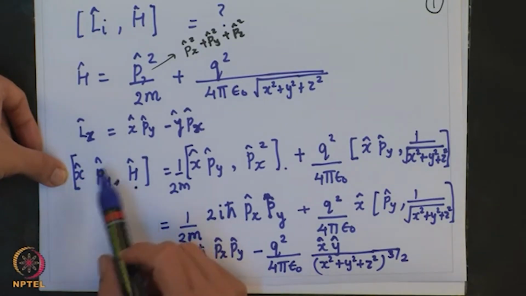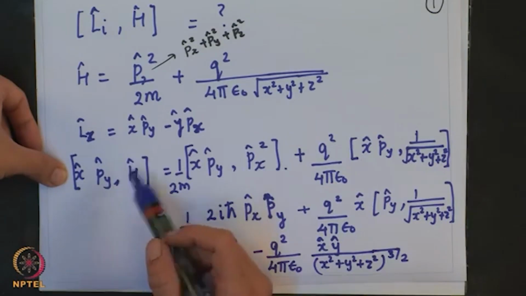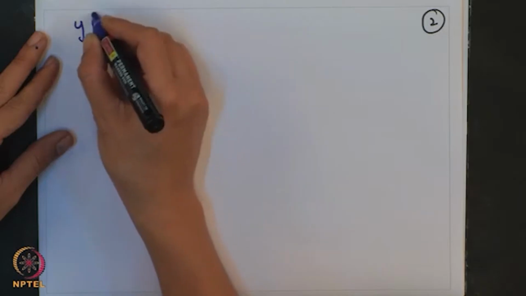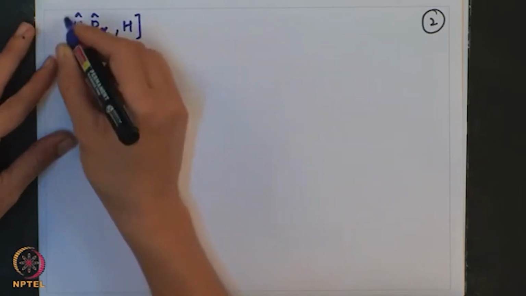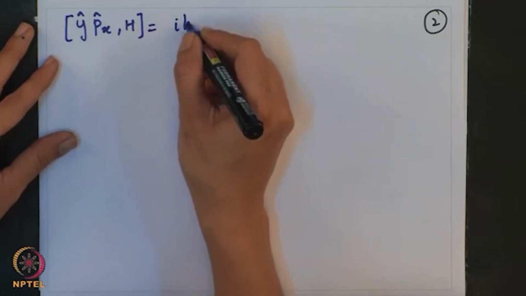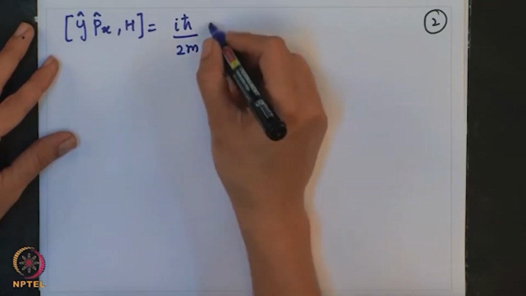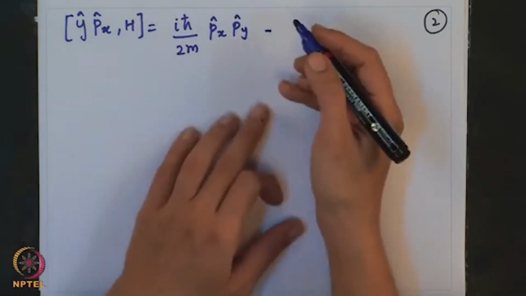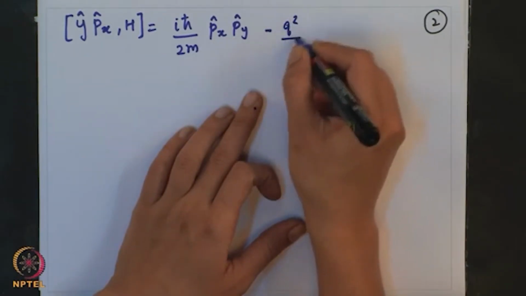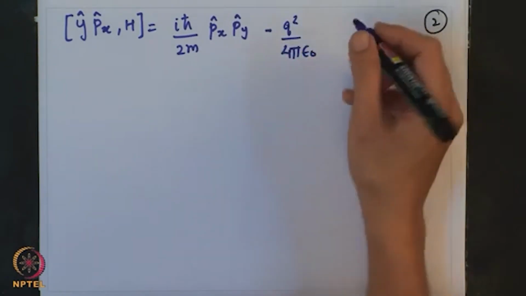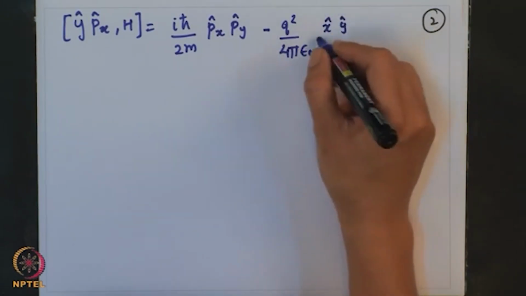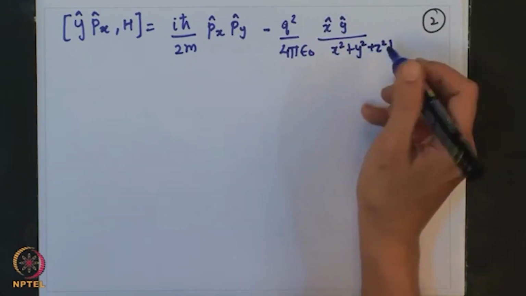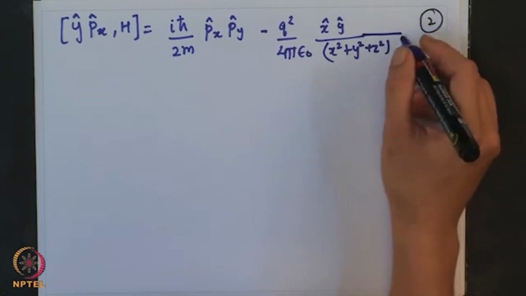Similarly, you can evaluate y px with the Hamiltonian. You will get a similar expression for y px with the Hamiltonian. I will get a similar expression: minus q square upon 4 pi epsilon naught x cap y cap upon x square plus y square plus z square the whole raised to 3 by 2.